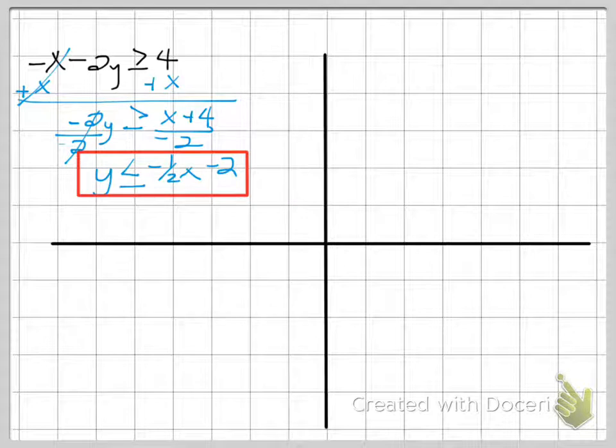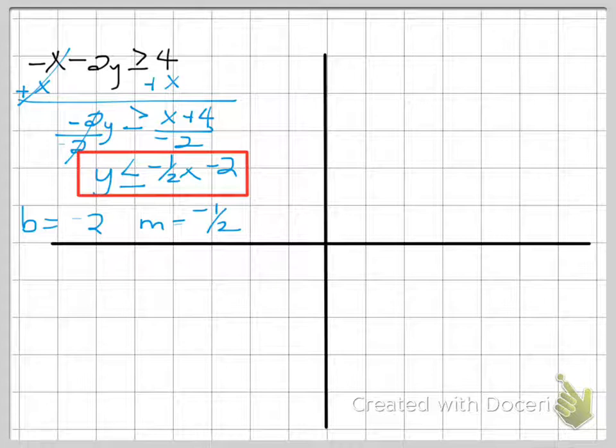Okay, so as I graph, first thing I need is my y-intercept. What is my y-intercept? Negative 2. Very good, JD. Okay, what is my slope? Negative 1/2. Very good, Nathan. Let's go ahead and graph these. I know I'm moving quickly, but this should be kind of a review from what we did today.